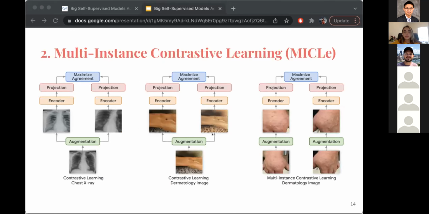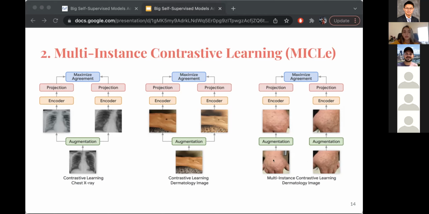So for this one, when multiple images are available, they use this framework. But if not, they're just taking this, and as I mentioned, they're augmenting and getting two different images and trying to maximize the agreement. In this case, we only have one image, so we're just applying augmentation and then trying to maximize the agreement. But here we have two different images for the same patient, same condition.